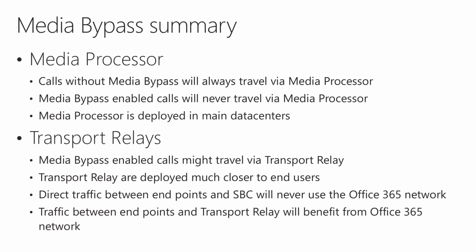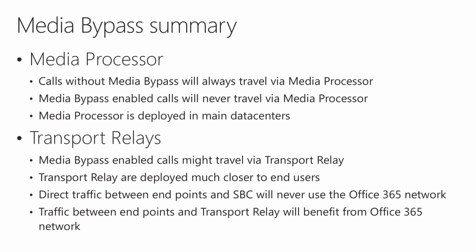So let's summarize the media bypass. First, the media processor. The media processor processes media and will always be used if media bypass is not configured for users. So all the calls will have to travel via the media processor. If a user is enabled for media bypass, then the media processor will never be used. The media processors are deployed in the Microsoft main data centers only.